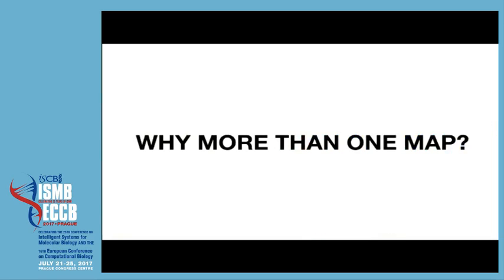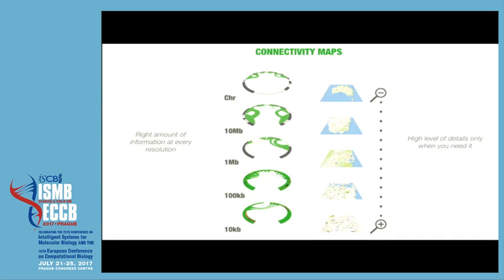I was talking about plural, more than one map. Why is that? Because we think that we need to be able to zoom at different levels. We need to have an overview of what's going on at the chromosomal level without having too many things going on, and the same goes for drilling down up to the gene level. At each resolution, we want to have minimal information, but the most relevant information, a little bit like Google Maps, right? And then we want to let the user choose the different zoom level and navigate in this way.